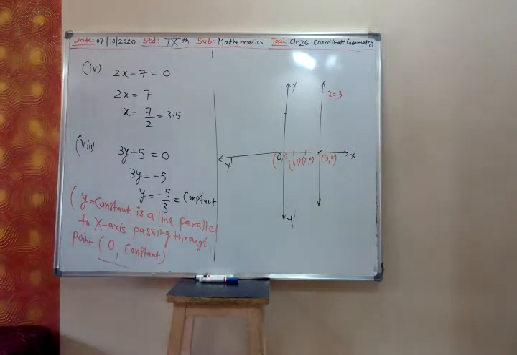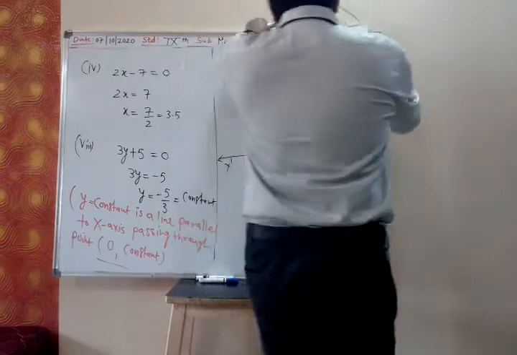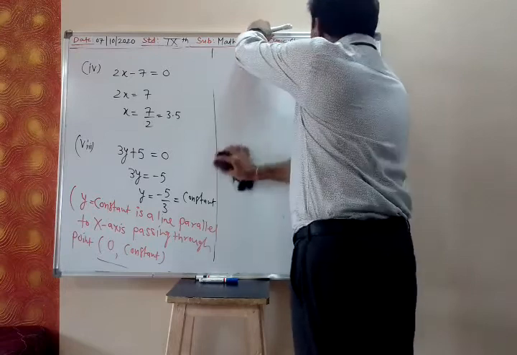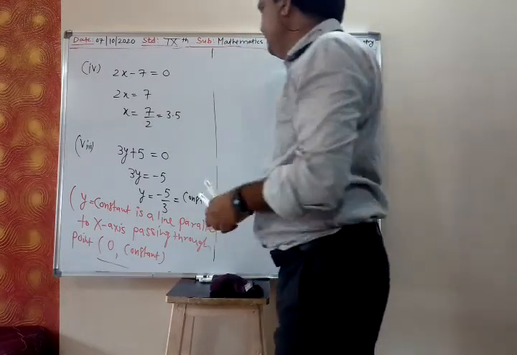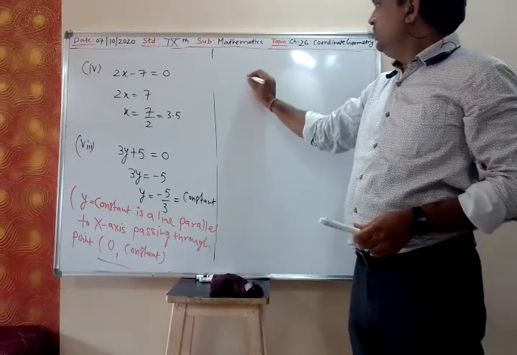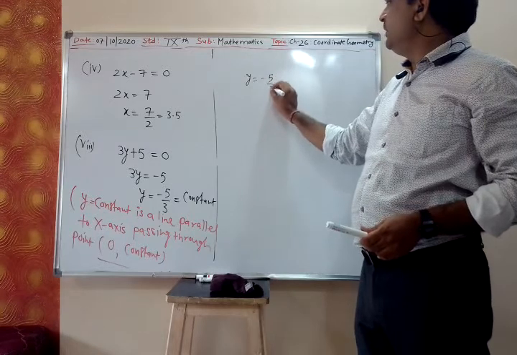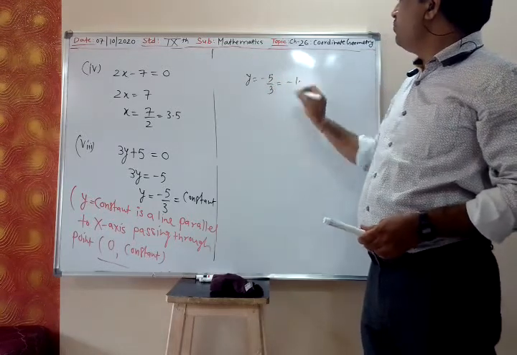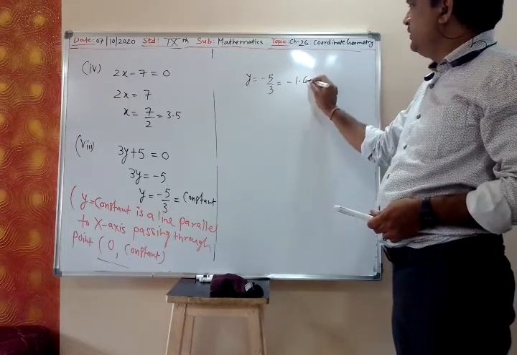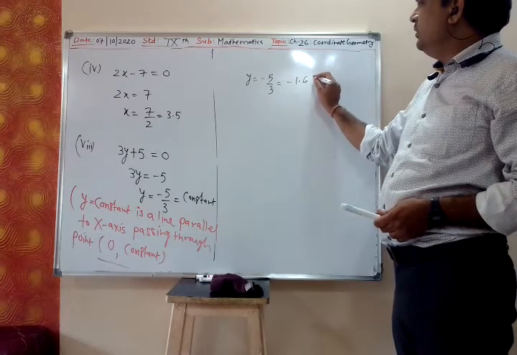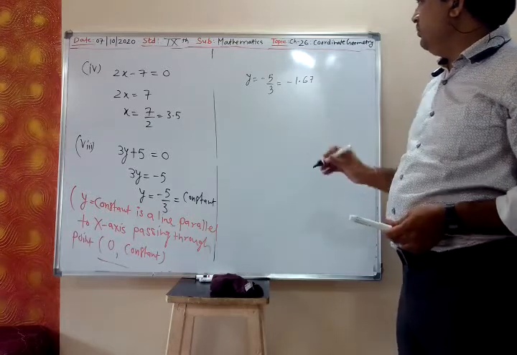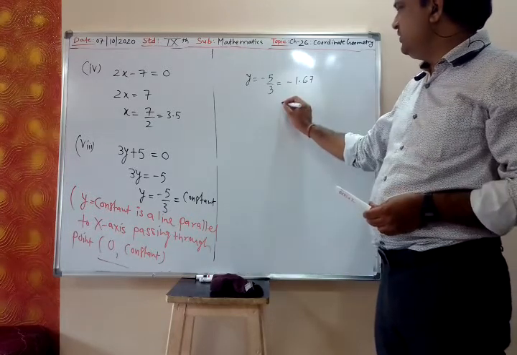So now my constant is minus 5 by 3. Minus 5 by 3 means how much? You divide minus 5 by 3. That is minus 1.666, which is approximately minus 1.67. So now you can plot the graph of this.